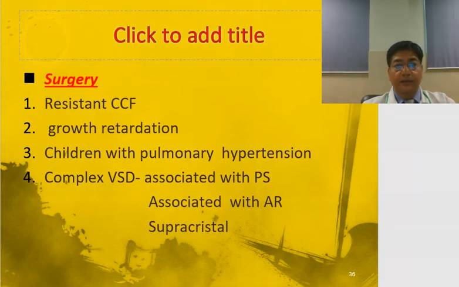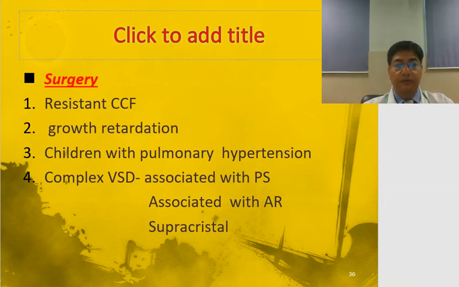So where do you need surgical intervention? If the pharmacological management is not working in a larger defect, there is resistant congestive heart failure and the child is not growing well, or pulmonary hypertension is manifesting early, or there is a complex issue of VSD, such as associated pulmonary stenosis, or the site of the VSD is in the aortic valve area or the pulmonary valve area, in those conditions surgical management is the only solution.